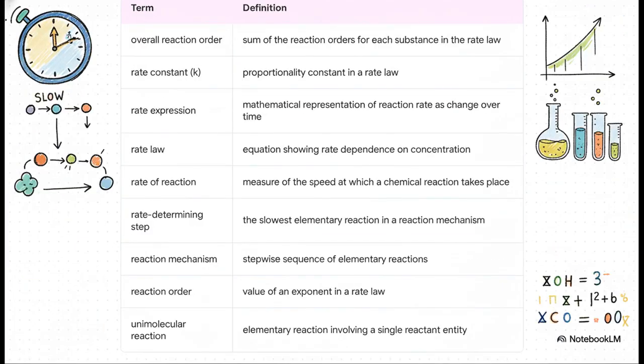And here's our last list of words. The two I want you to notice here are rate determining step and reaction mechanism. These are so important because they help tell the story of a reaction. It's not just one thing happening, it's a whole sequence of events. Okay, our vocabulary is locked in. Let's see how these words come to life in the language of math.